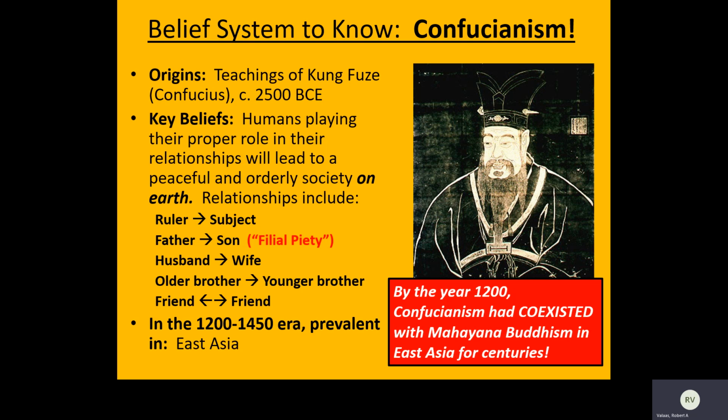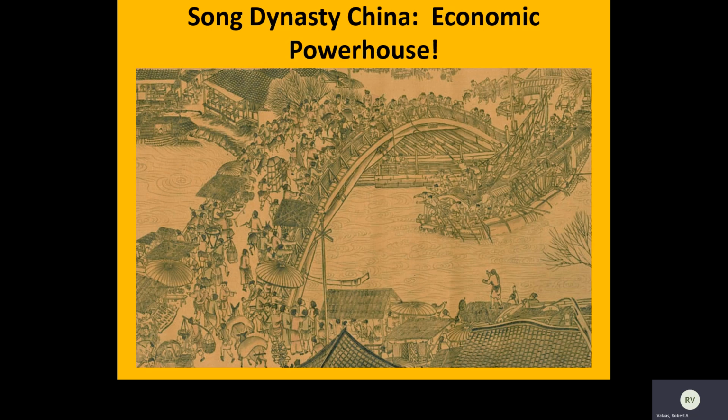And in our time period, East Asia was the place for Confucianism. It has never, even to our times, spread that much as a belief system outside of East Asia, but it is critically important to understanding the history of East Asia. But by our time period, 1200, Confucianism had coexisted with Mahayana Buddhism in East Asia for many centuries. The 2 belief systems, throw in Taoism too, 3 belief systems coexisting kind of symbiotically in East Asia and in China in particular.